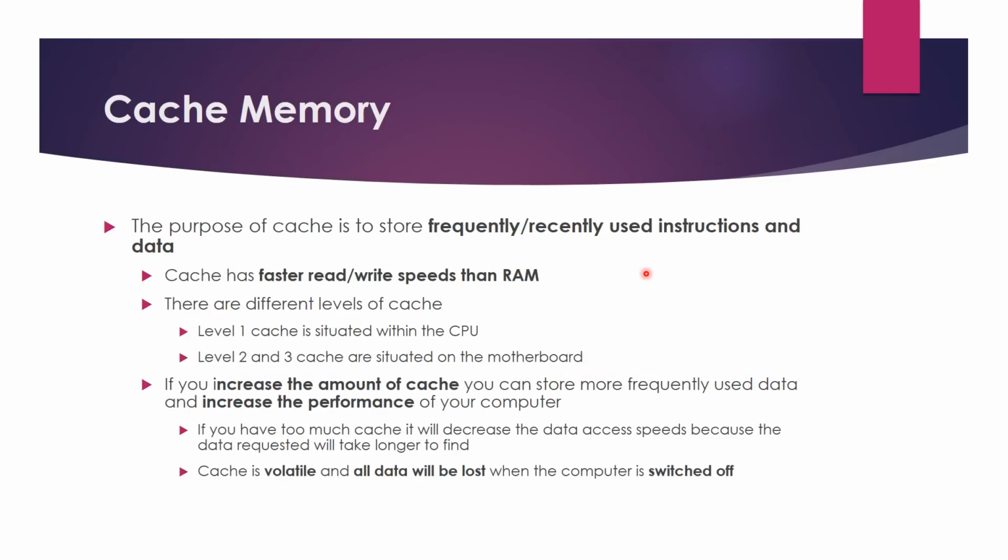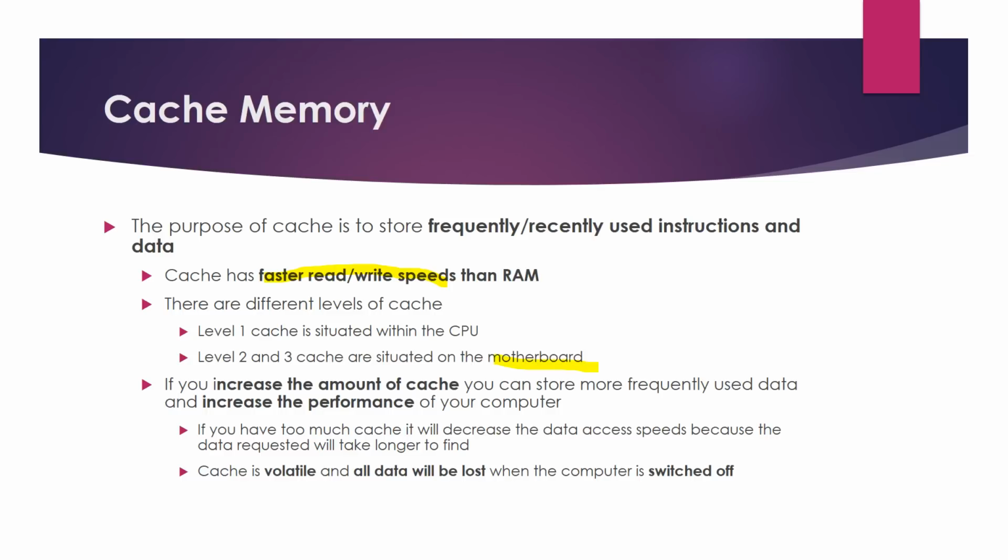Cache memory is frequently used to store applications or the instructions or the data which is frequently used, जिसको हम बहुत ज़्यादा use करते हैं, ये उसके लिए use किया जाता है. It can be read and written better than the RAM. There are three different levels of cache: level 1, level 2, and level 3. Level 1 is situated within the CPU, but level 2 and 3 are situated on the motherboard, right?